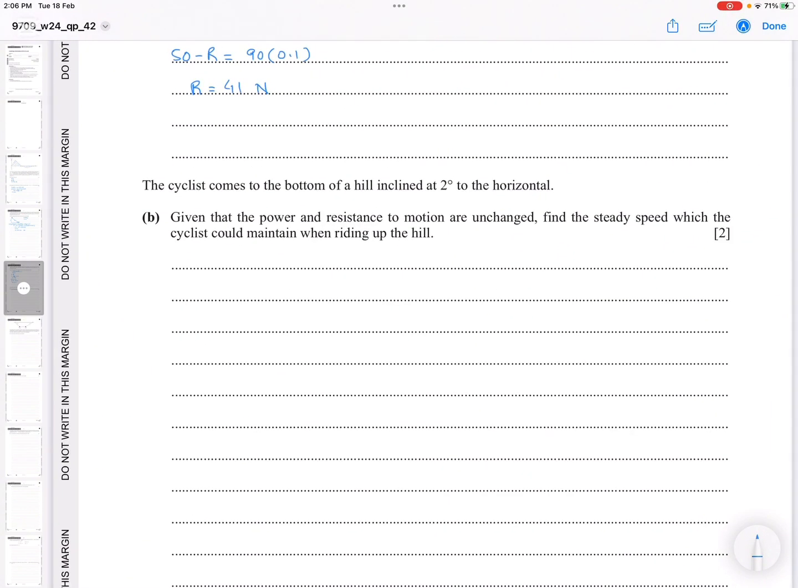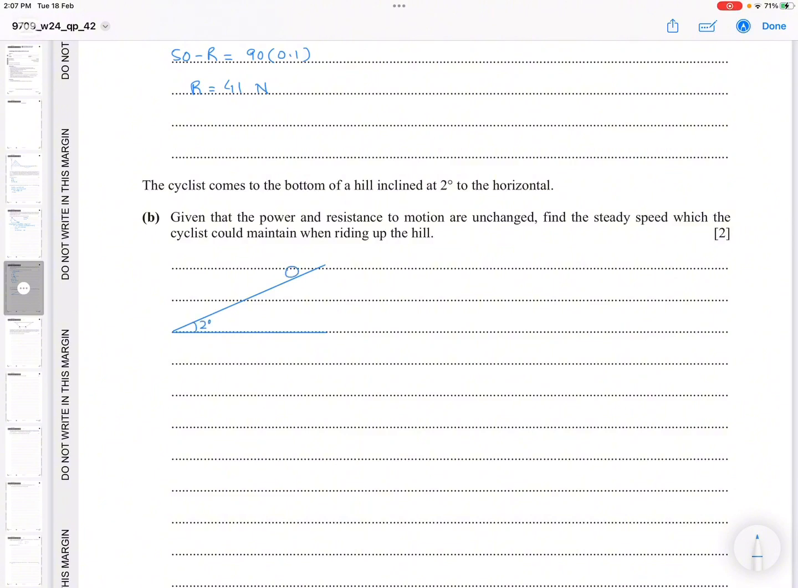The cyclist comes to the bottom of a hill inclined at 2 degrees to the horizontal. Part B says, given that the power and resistance to motion are unchanged, find the steady speed which the cyclist could maintain when riding up the hill. So we can make a diagram. So this is 2 degree given here.